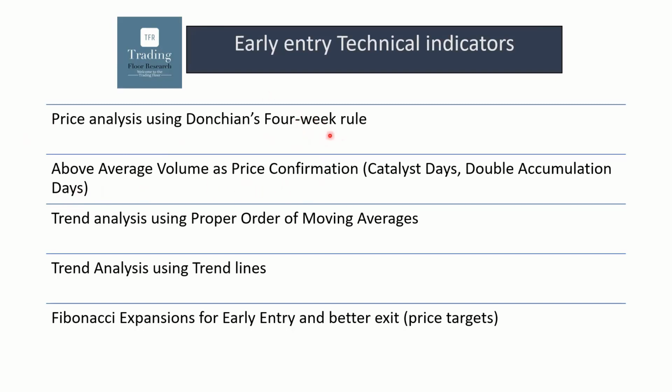When this is making a 20-day closing high, I need to see confirmation of volume, above average volume. I also need to see a trend already in place. I use proper order of moving averages, and I also use trend lines, which we're going to talk a little bit about today. And the other thing is, again, I use these Fibonacci numbers to make sure the base is properly put together, and I use Fibonacci expansions to get better exit points. And we're going to talk a little bit about that today too.